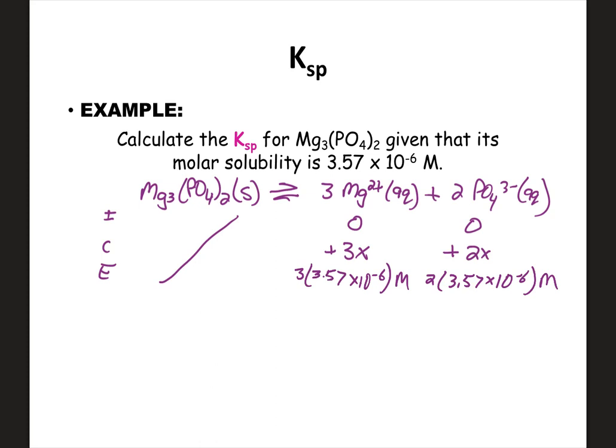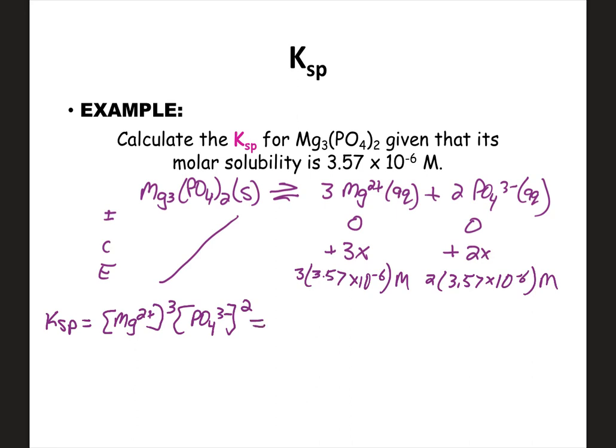Now you need to write your Ksp expression here. So Ksp is equal to products over reactants. There's not going to be any reactants because it's a solid. So it's going to be the concentration of Mg2+ cubed times the concentration of PO4 3- squared here. All right, so now we're just going to plug in what we know from the problem here. We're trying to solve for the Ksp.